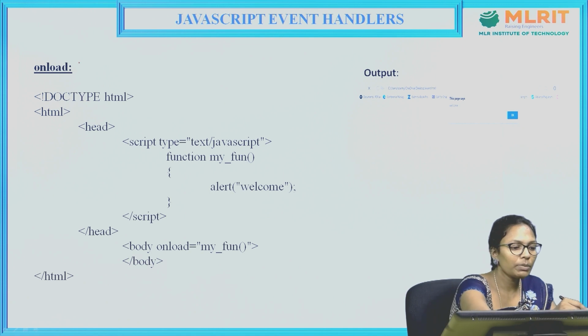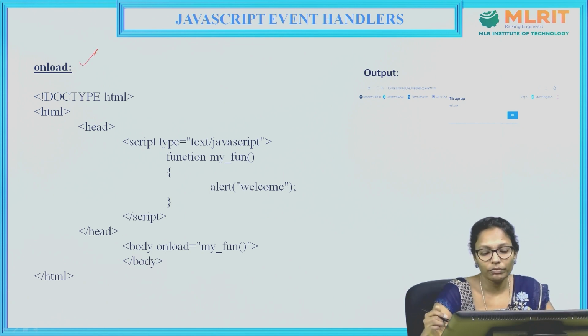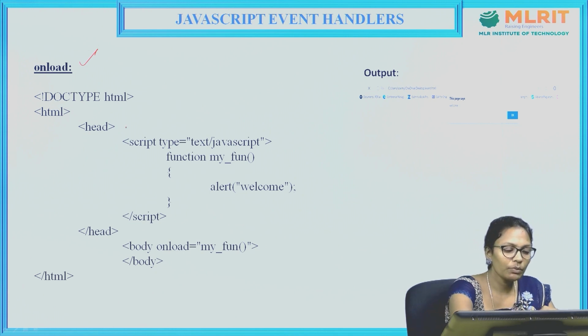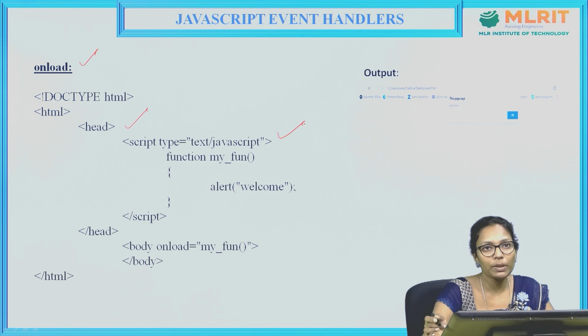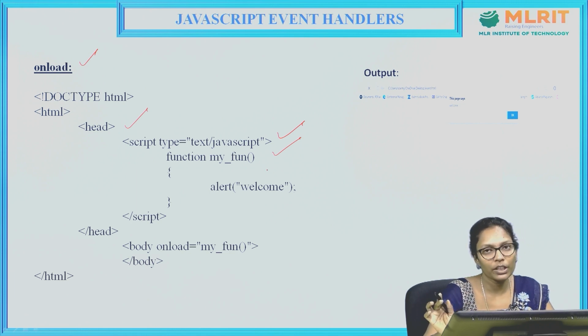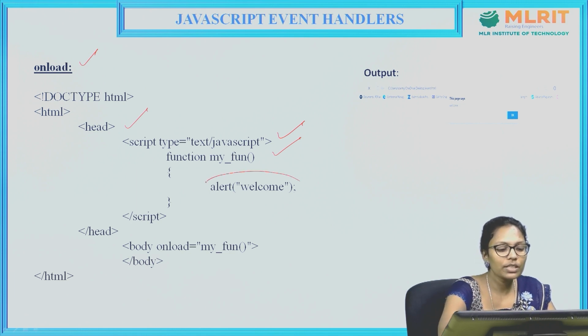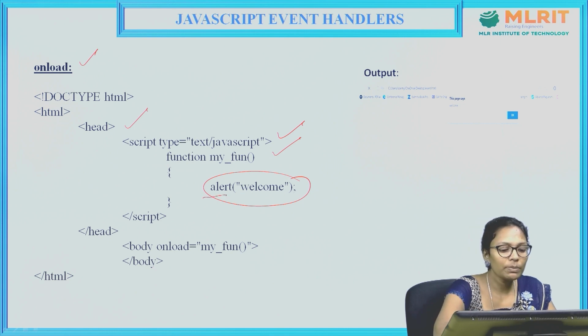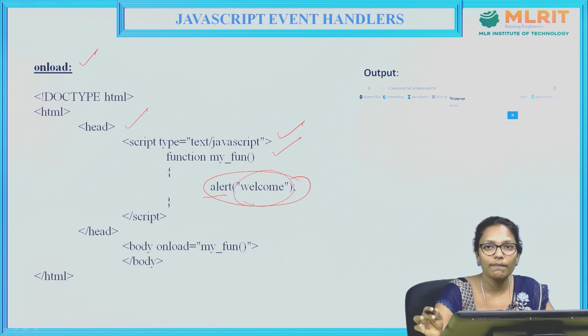The first example is for onload. We know onload is used with the body tag. Whenever the web page is loaded, onload will be executed. Here I'm writing within the header section, opening the script tag. Within that I'm writing a function, function my_fun, where my_fun is the function name. In this function, I'm giving an alert message. We saw in the previous video how to use the alert message, right? In the alert message, I'm simply printing a welcome message.